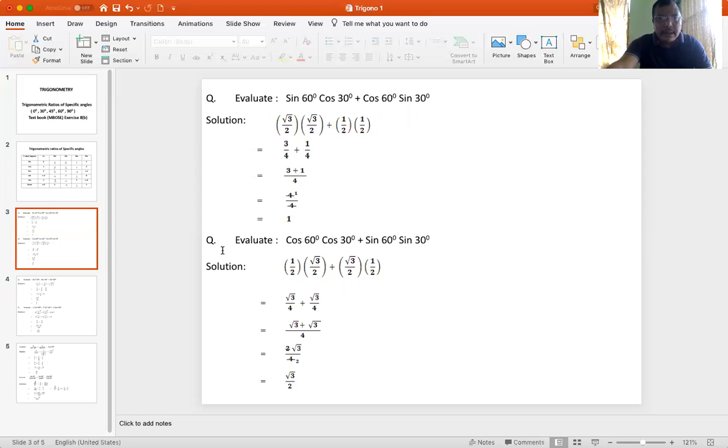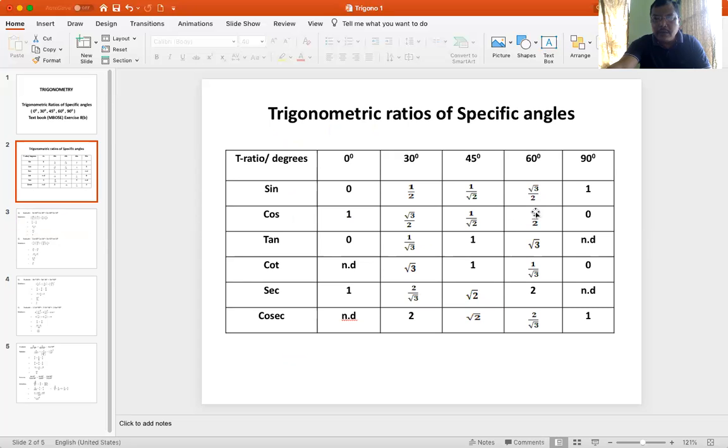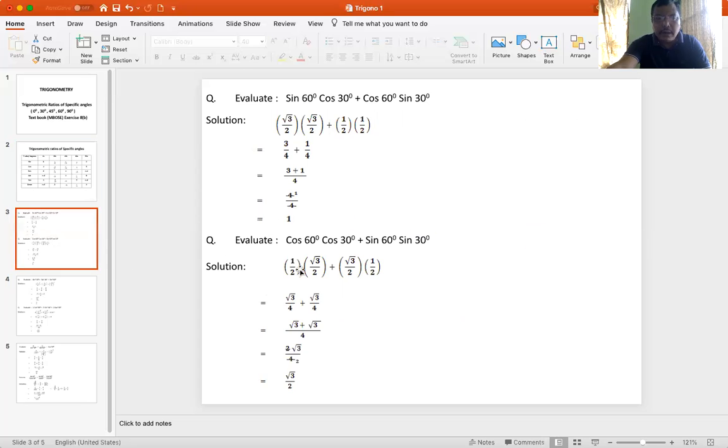Let us look at another question which says evaluate cos 60 degree, cos 30 degree, plus sine 60 degree, sine 30 degree. Now, for the solution, we go to the table to find out the value of cos 60 degree. Here, we find its value to be 1 by 2. So therefore, for cos 60 degree, we write 1 by 2. Similarly, for cos 30 degree, if we read the table, we find it is root 3 by 2. So we write here root 3 by 2. Plus, again here sine 60 degree, from the table, it is found to be root 3 by 2. So we write here root 3 by 2. For sine 30 degree, its value from the table is 1 by 2, so we write here 1 by 2.